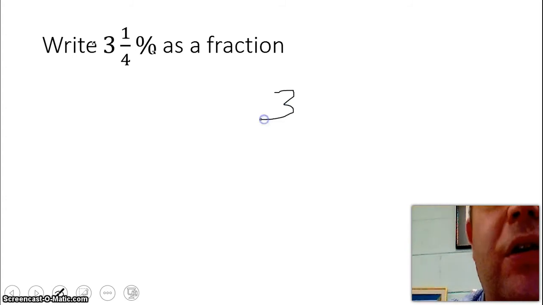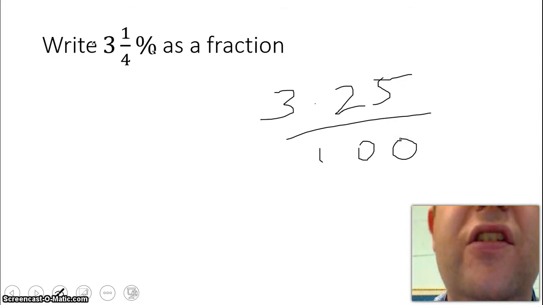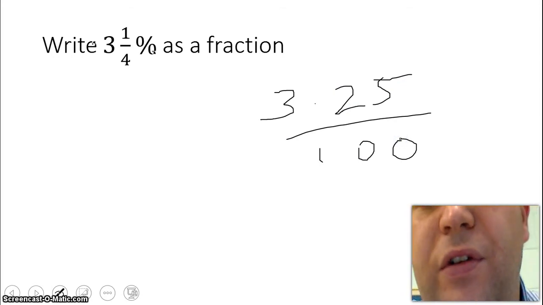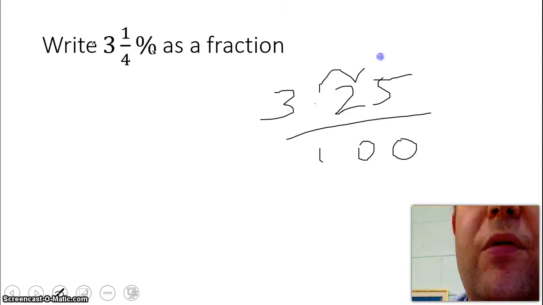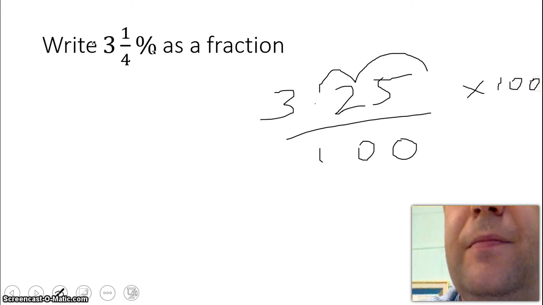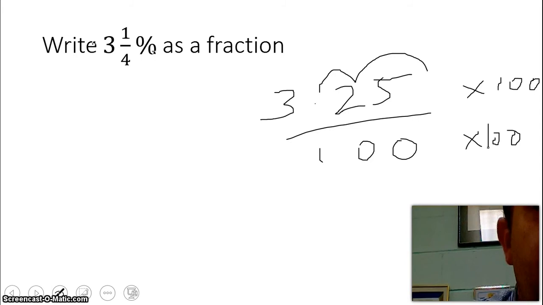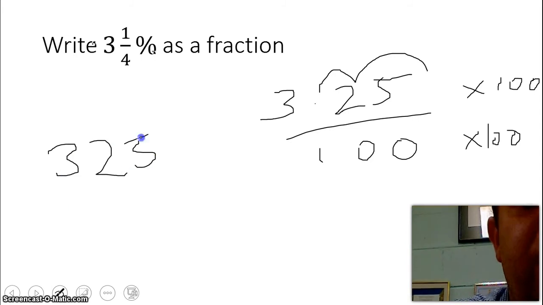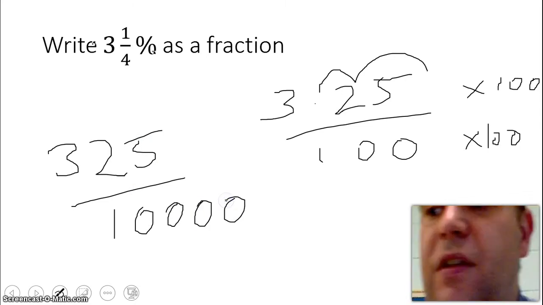So we've got 3 1/4, so 3.25 out of 100. Now, it's usually not acceptable to put a decimal point in the top of a fraction. So if we want to remove that decimal point, we're going to have to move it 2 places, which means timesing everything by 100. Timesing by 100 is a wonderful thing. It just moves the decimal point 2 places, so we end up with 325 out of 10,000.